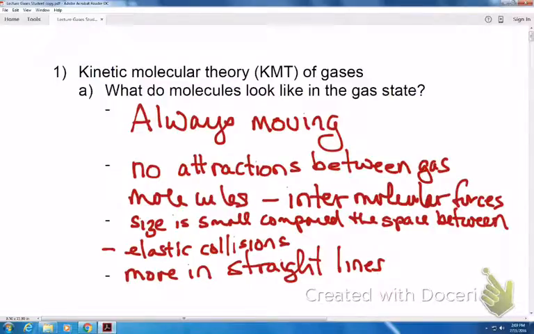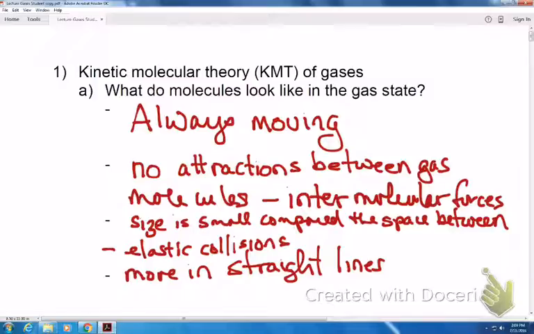So, always moving, no attractions between the gas molecules. The consequence of there being no attractions is that they have elastic collisions and they always move in straight lines, so it falls out of that. If two things are attracted to each other and they run into each other, they stick, and they lose some of their collision force because you've got to pull them apart now. So that's the idea.